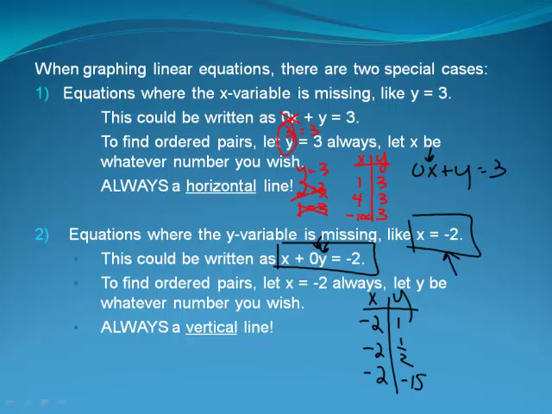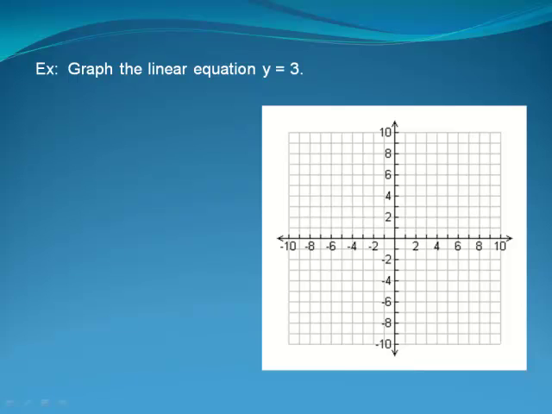All right, so in case 1, and we're going to do examples of this, when you graph equations where you're missing an x, you're always going to get a horizontal line. Okay, horizontal, remember, is left to right. And when you're looking at special case 2, where you're missing a y variable, and so you have x equals something, when we graph those lines, you're going to find those are always vertical lines, straight up and down. So let's do some examples.